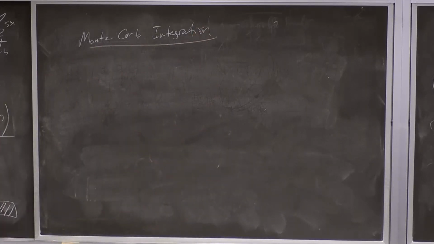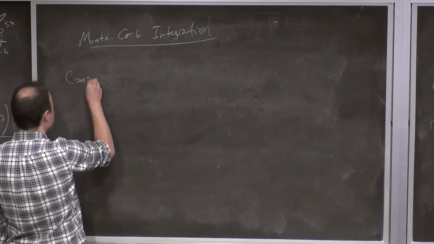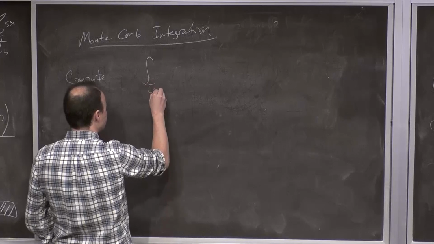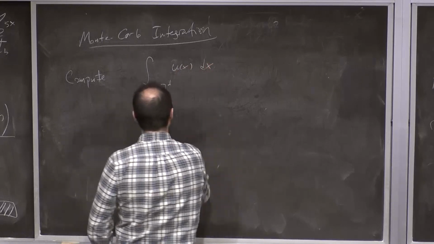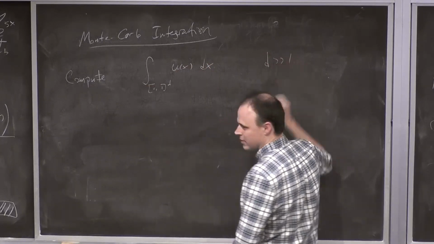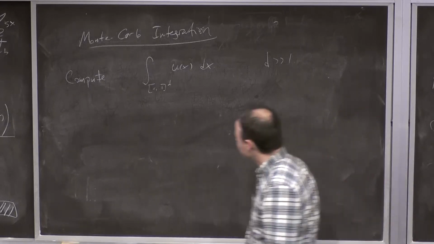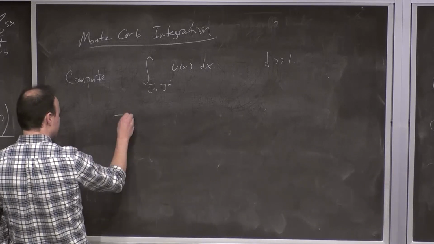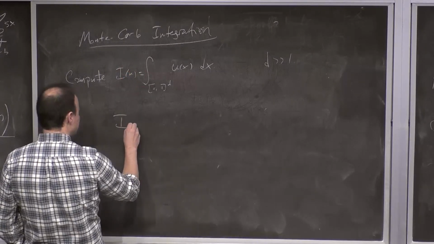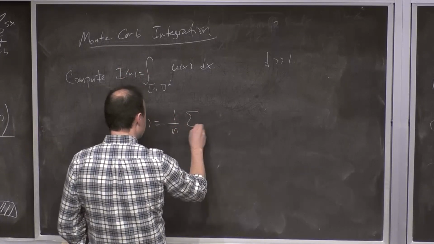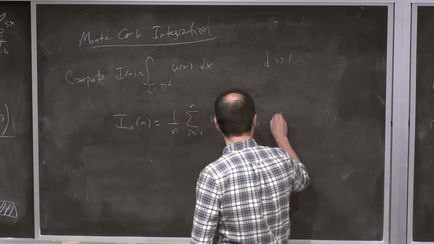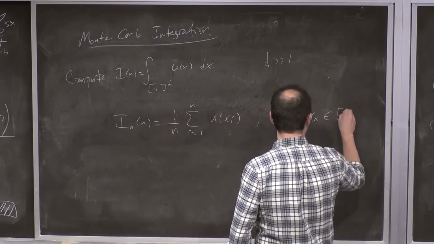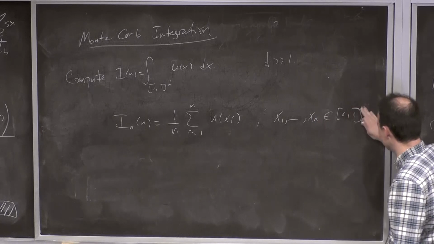This is just a very basic application of Monte Carlo methods: computing something as simple as the integral of a function over a box, say u of x dx, where the dimension is large. We're going to replace this I of u by an approximation, I_n of u, which is the average over some points x1 through xn that you decide to place in the box somewhere.